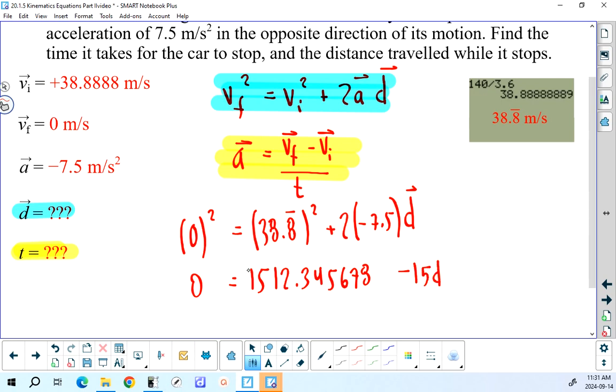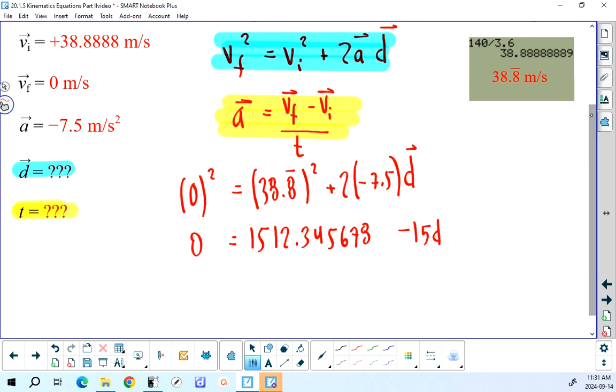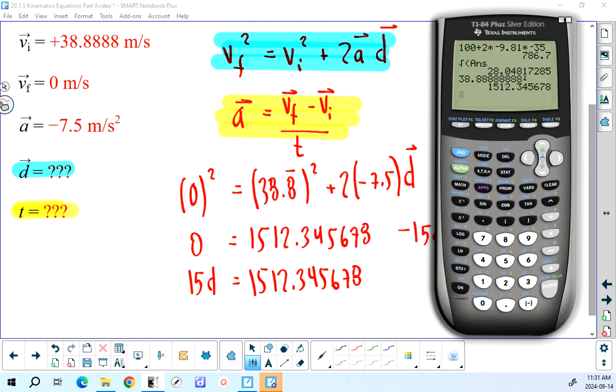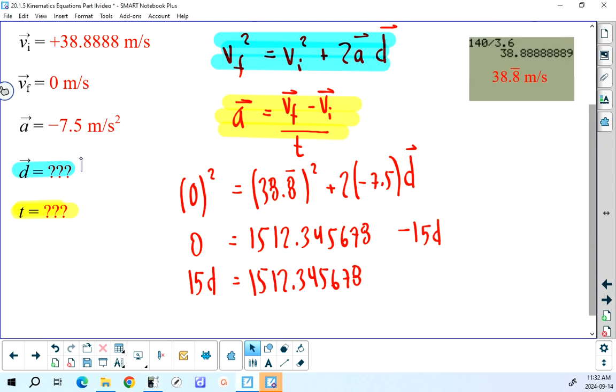And this is a very simple two-step linear equation to solve, but I want you to notice that if we didn't put that negative in with the 7.5, then when we solve this for d, we wouldn't get a positive displacement. And this is why those vector symbols need to be above the a and the d. I'm going to move the 15d to the other side. So finding d, I'm not even going to write that down. We're going to take this number and divide by 15 and get about 101 meters. So the answer to this question in terms of displacement is 101 meters.